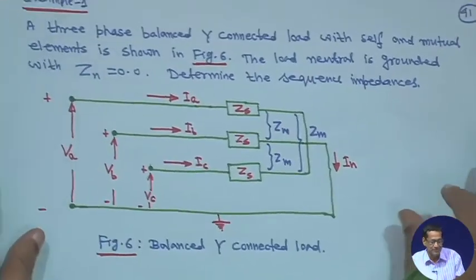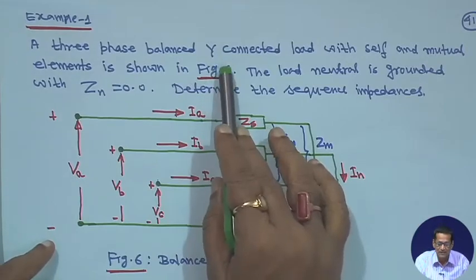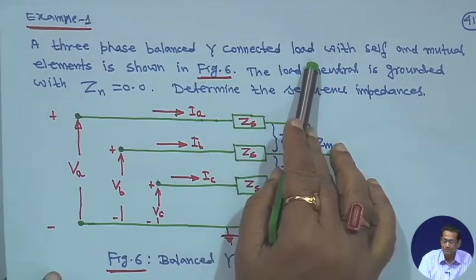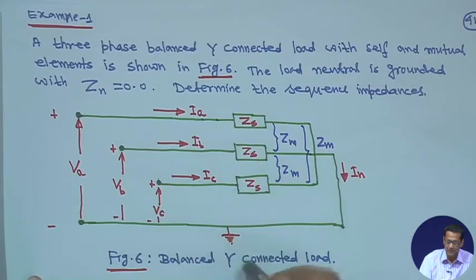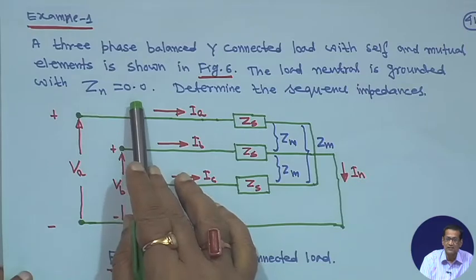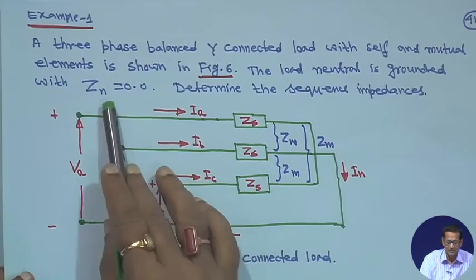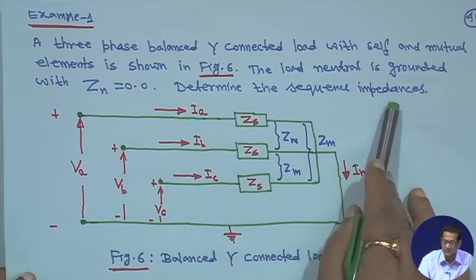It is an example something like this. Suppose you have a three-phase balanced star connected load with self and mutual elements as shown in figure 6. The load neutral is grounded with Zn equal to 0. That means this Zn reactance is taken as 0. You have to determine the sequence impedances.